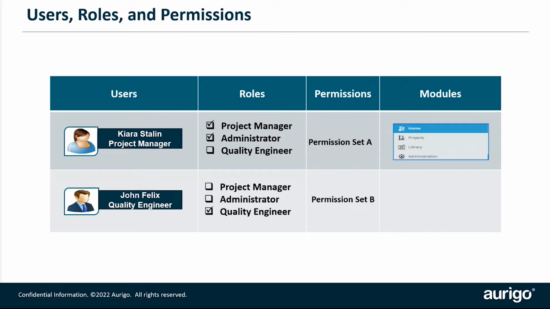Like you're seeing in the screenshot, Kiara, with that set of permissions, can view all the four modules, whereas John Felix, who has a different set of permissions, can only view our home and projects. That's what I highlighted sometime back when we started the session. So this is how you can control the permissions and the viewability of the users within Essentials based on the roles and permissions that we define as administrators.